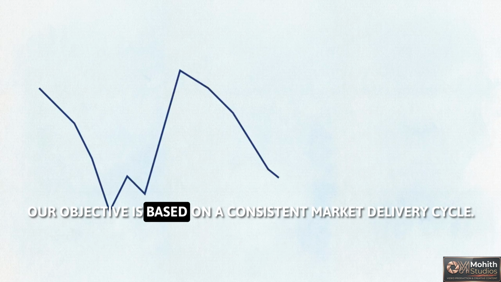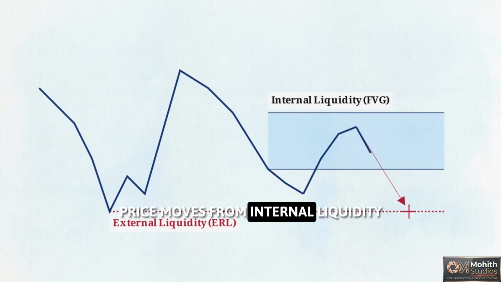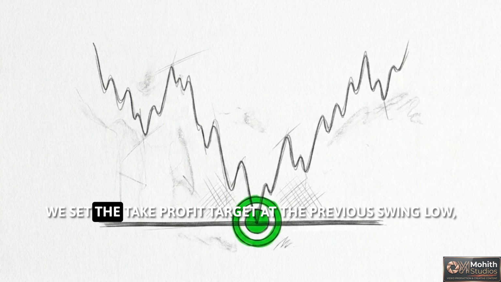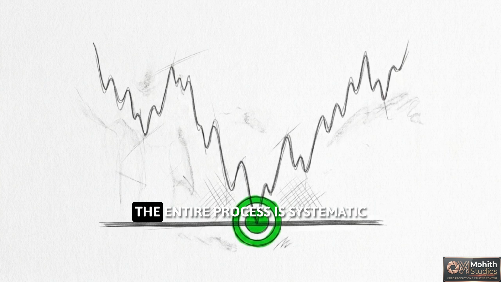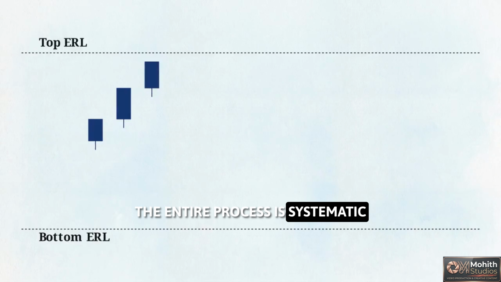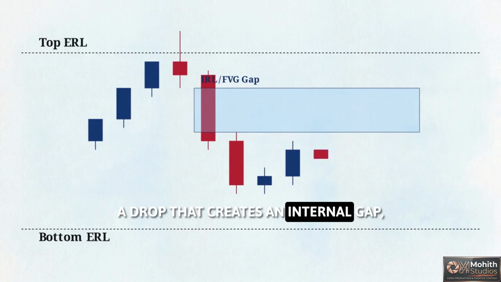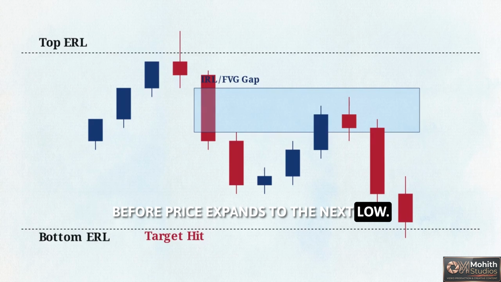Our objective is based on a consistent market delivery cycle. Price moves from internal liquidity to the next pool of external liquidity. We set the take profit target at the previous swing low, which serves as the opposing pool of ERL. The entire process is systematic: a sweep of the high to find volume, a drop that creates an internal gap, and a retrace to that gap before price expands to the next low.